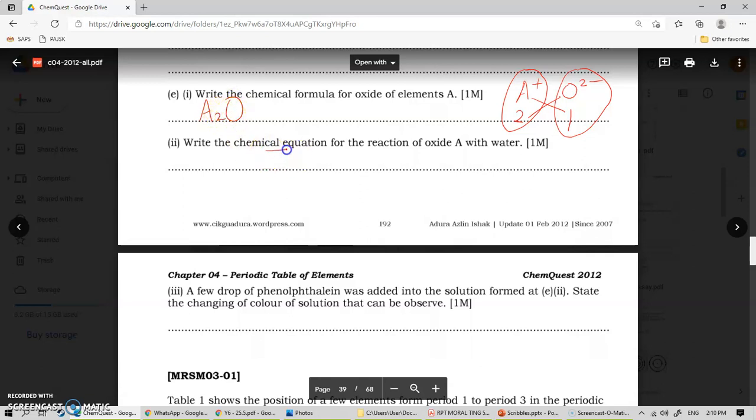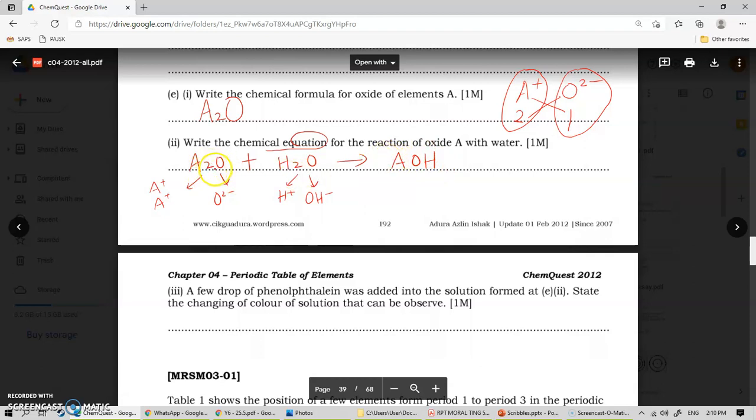Write the chemical equation now for the reaction of oxide A with water. Oxide A reacting with water will give you A hydroxide. A oxide will divide into A plus and O2 negative. Water usually will separate into H plus and OH negative. So the A plus ion will not partner with O2 negative anymore. It will partner with OH negative. So A changes partners. A will partner with OH. Now we need to balance the equation.